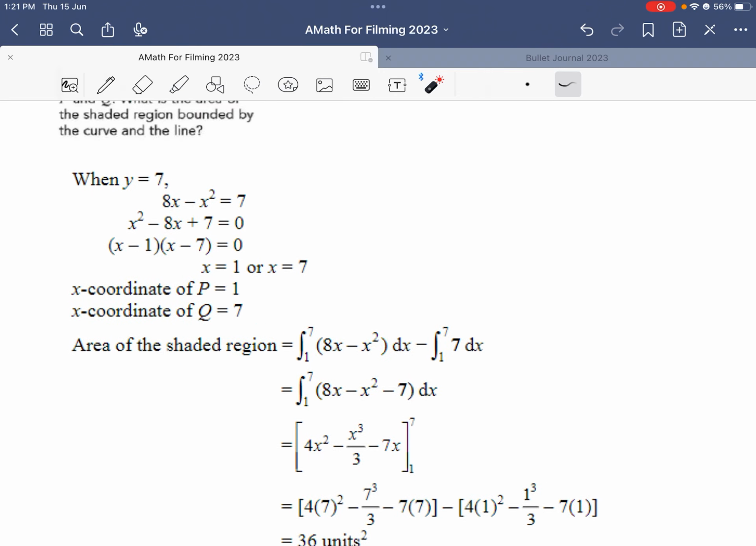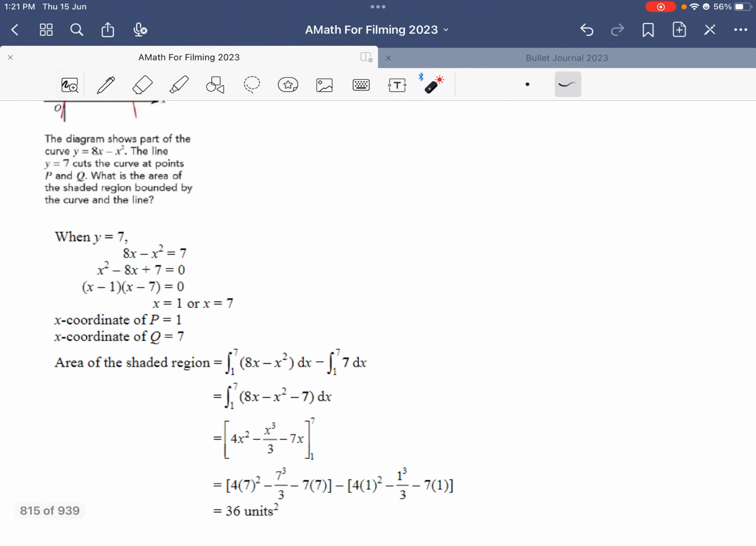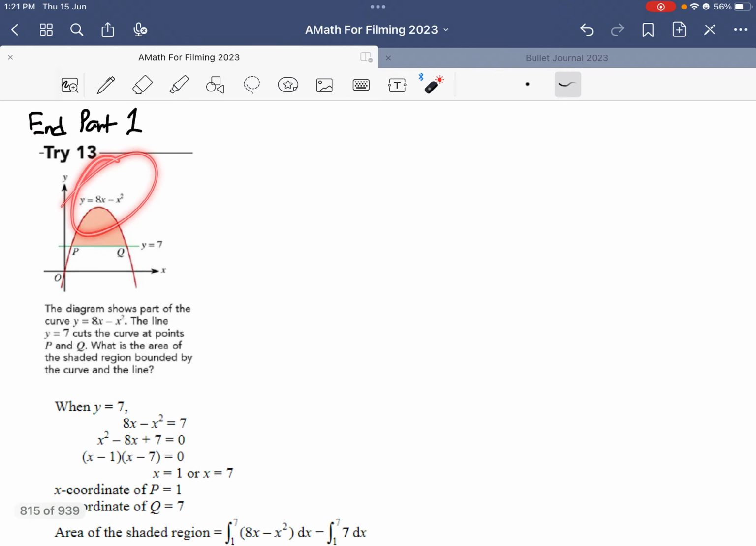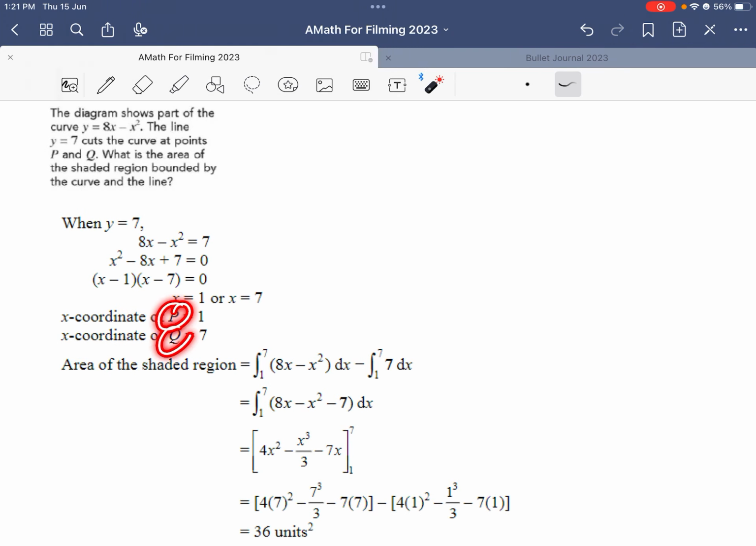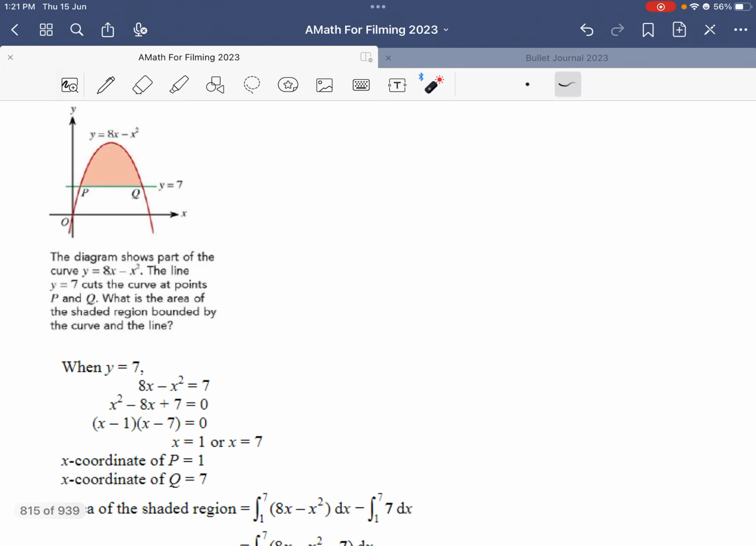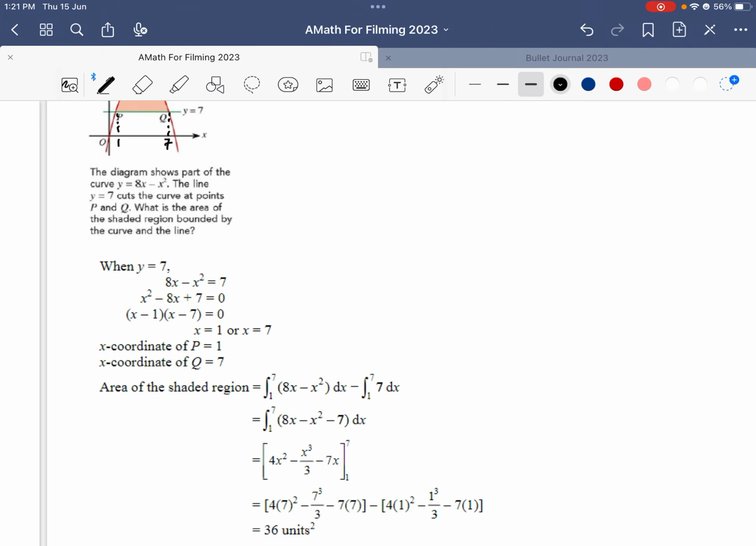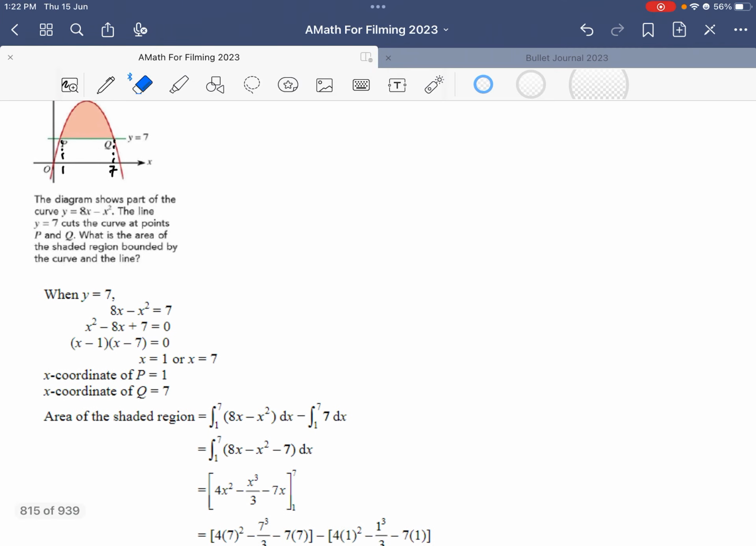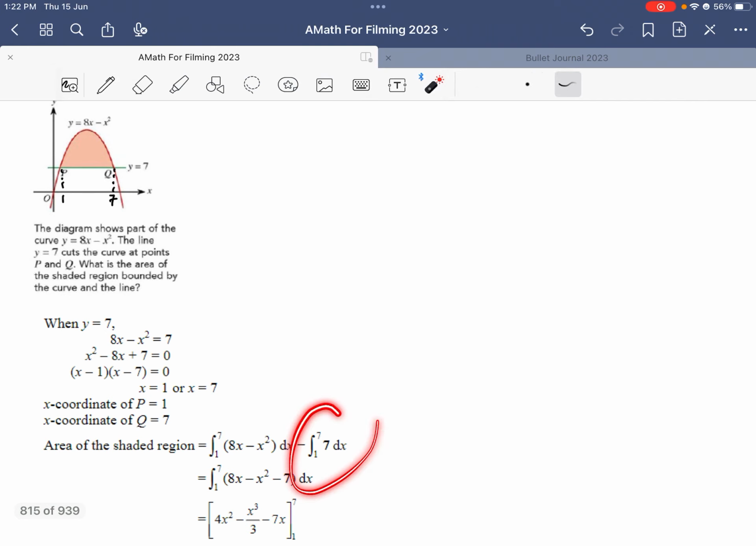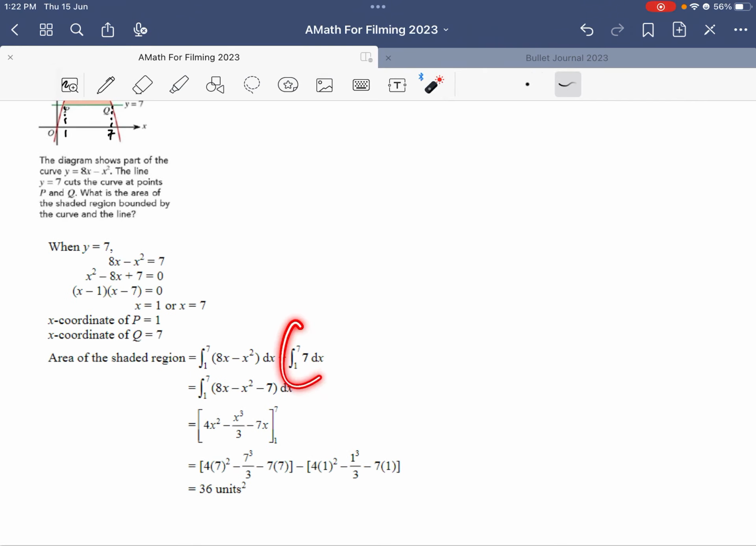Okay, so what happens here is this. First and foremost, since this is the line y equals 7, if you substitute this into the curve itself, 8x minus x squared, we can find the x-coordinates of P and Q, which are 1 and 7. So if you look, this is 1, and this x-coordinate is 7 itself. Then what they have done here is they have integrated 8x minus x squared with respect to x. So this will give me the area bounded by the curve.